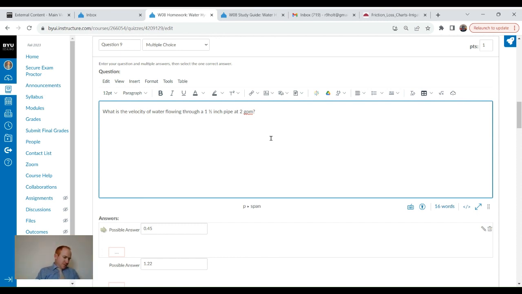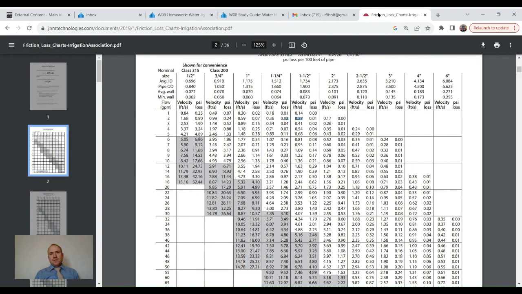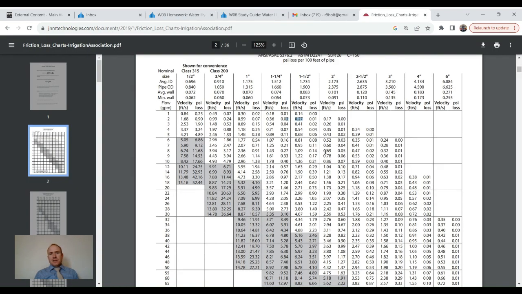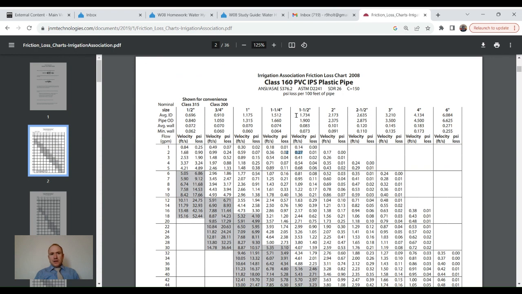So let's plug our numbers in. 0.408 times Q. We know our Q, it's 2, and that's going to be divided by the inside diameter of the pipe. For that info, we just come right back here to this chart. Up here, we have our average inside diameter, which is 1.734 inches, and we're going to square that. We plug all that into the calculator.